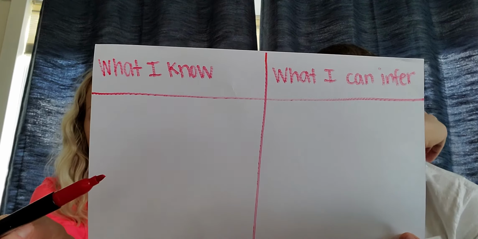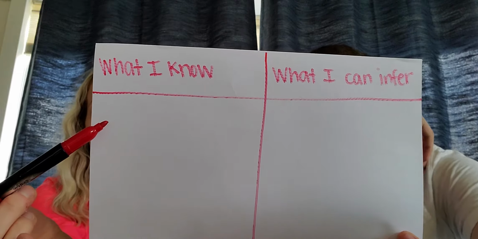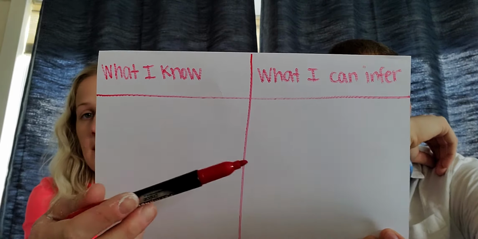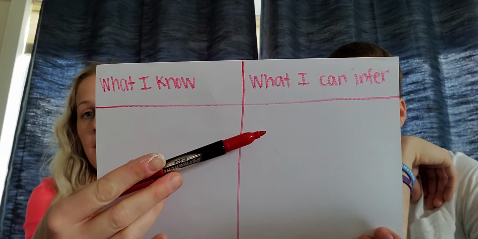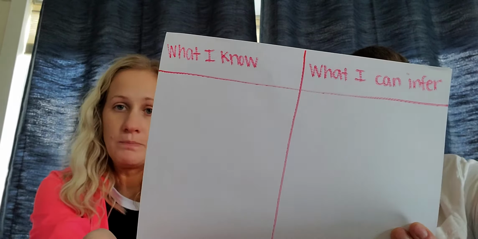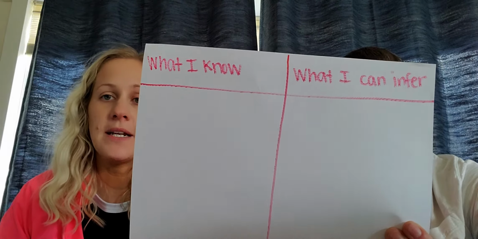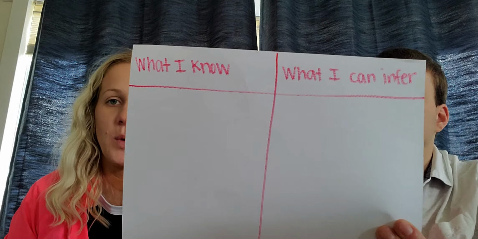On this side of the paper is where we're going to write down what the story tells us. And then on this side, we're going to write down what we can infer based on that information. So go ahead and pause it if you need to still do that. Otherwise, we're going to keep going. All right. Do you want to read the next story? I would love to. Okay. Here you go.